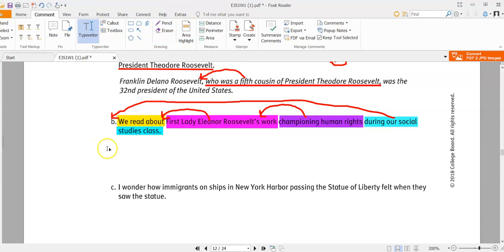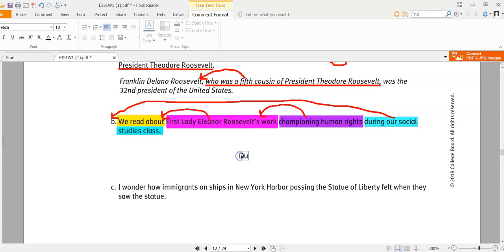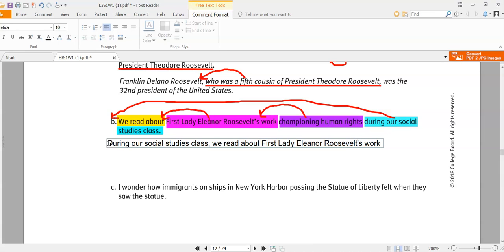So then I'm going to rewrite the sentence correctly. During, I wanted it to go all the way over here. Let's see if I can get to that. During our social studies class, we read about First Lady Eleanor Roosevelt's work championing human rights. So now we have our modifier going with what it's supposed to be modifying, okay?